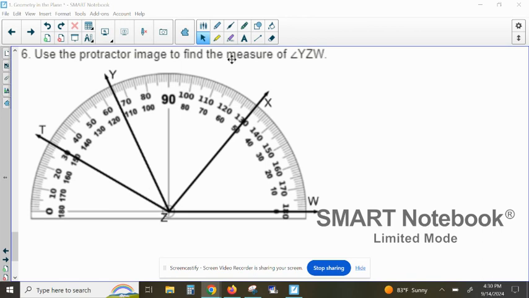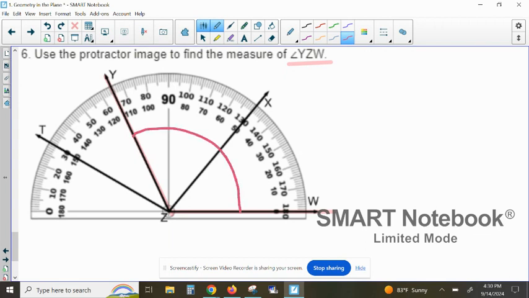Use the protractor image to find the measure of angle YZW. So Y, Z, W. That means, remember, this is an angle symbol, Y to Z to W. So just trace from Y to Z to W. So that means I am talking about this whole angle from there to there.